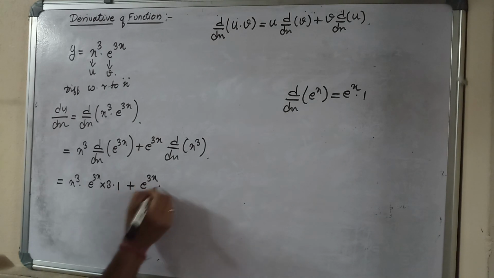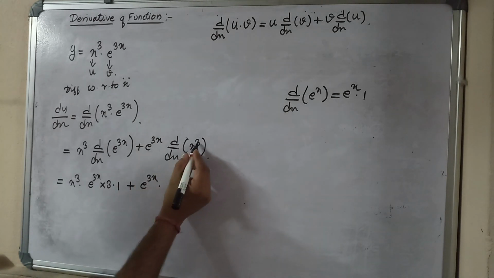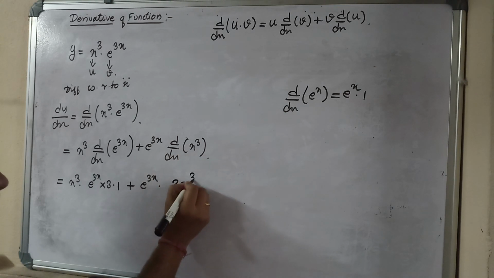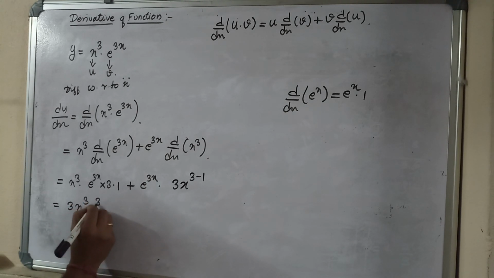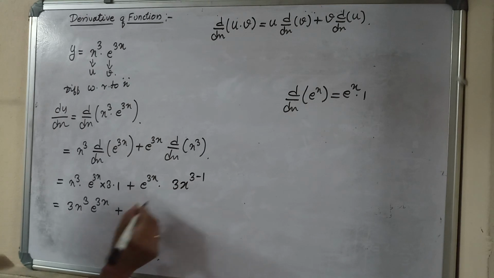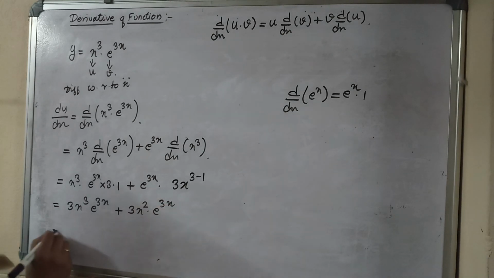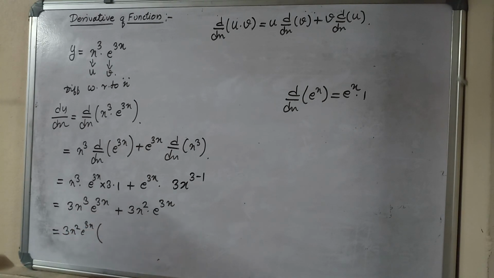Plus e to the power 3x into dy/dx of x cube, using the formula for x to the power n, which gives x to the power n minus 1. So this one will be 3x cube e to the power 3x plus, I'll simplify, 3x square into e to the power 3x. Now I'll take common from these two expressions: 3 is common, x square is common, and e to the power 3x is common. If I take these common, what remains? x remains over here, plus 1. Required answer.